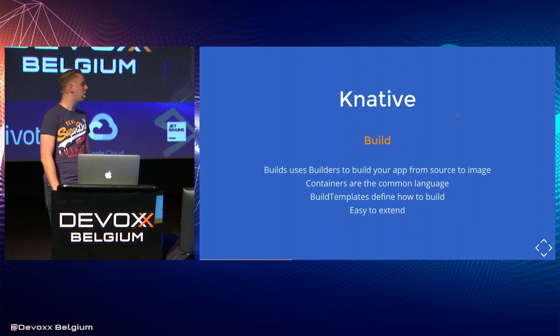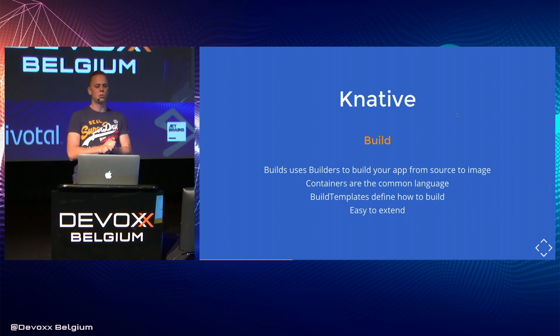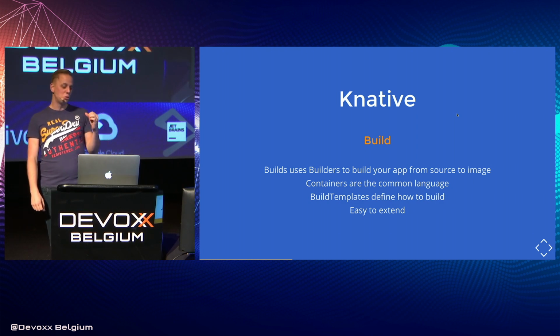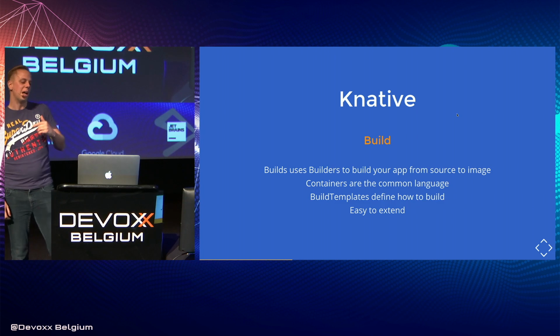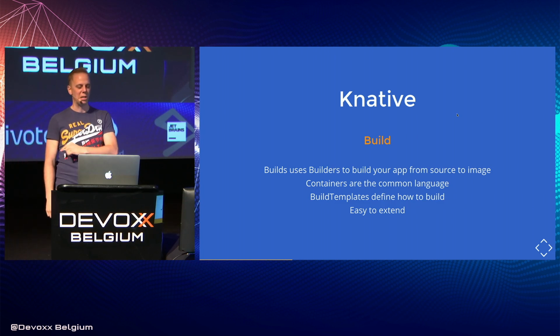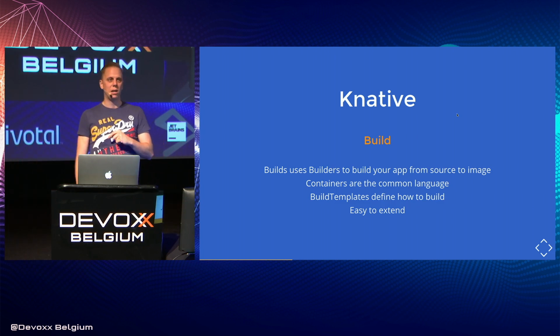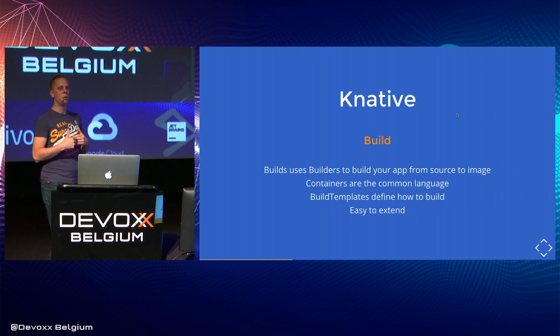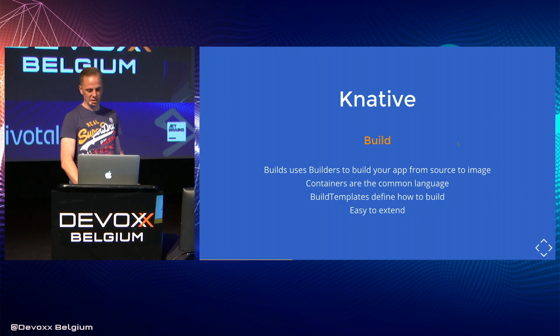Then we have the build part of Knative. The build part basically has two big concepts called builds and build templates. A build uses different steps. Each step can have a builder, and a builder builds your application. Basically, it checks out your source code and uses the builders to build your source code in different steps. Everything runs in containers still, and it can output an image which can then run in the serving part of Knative.